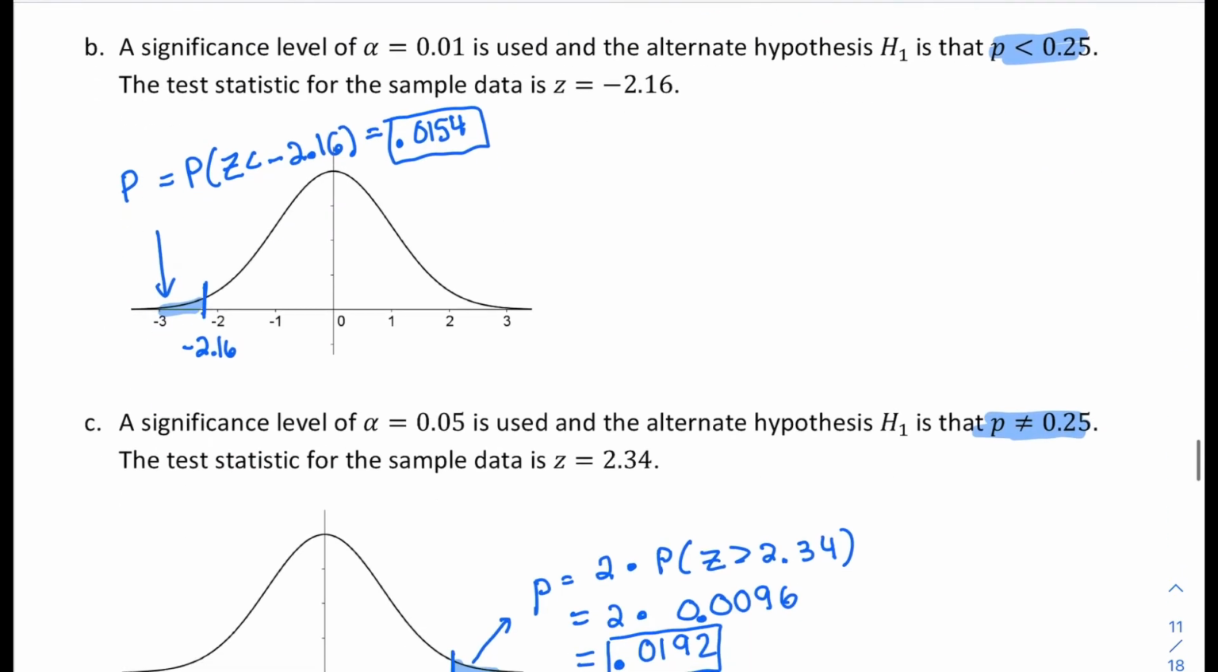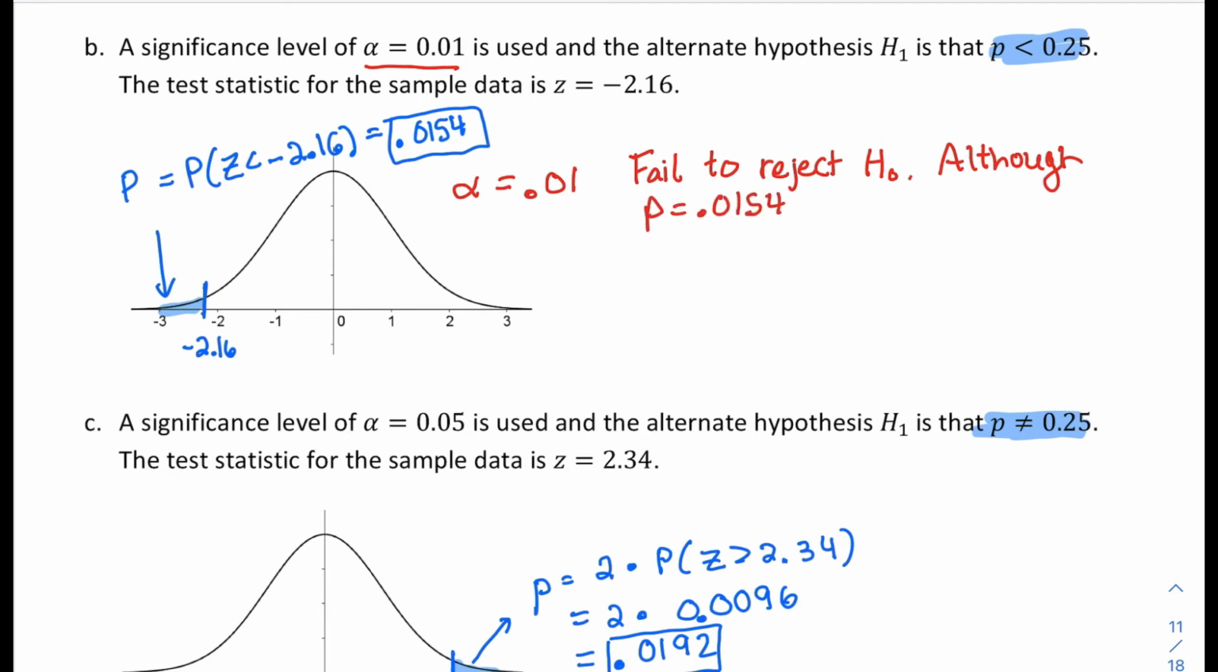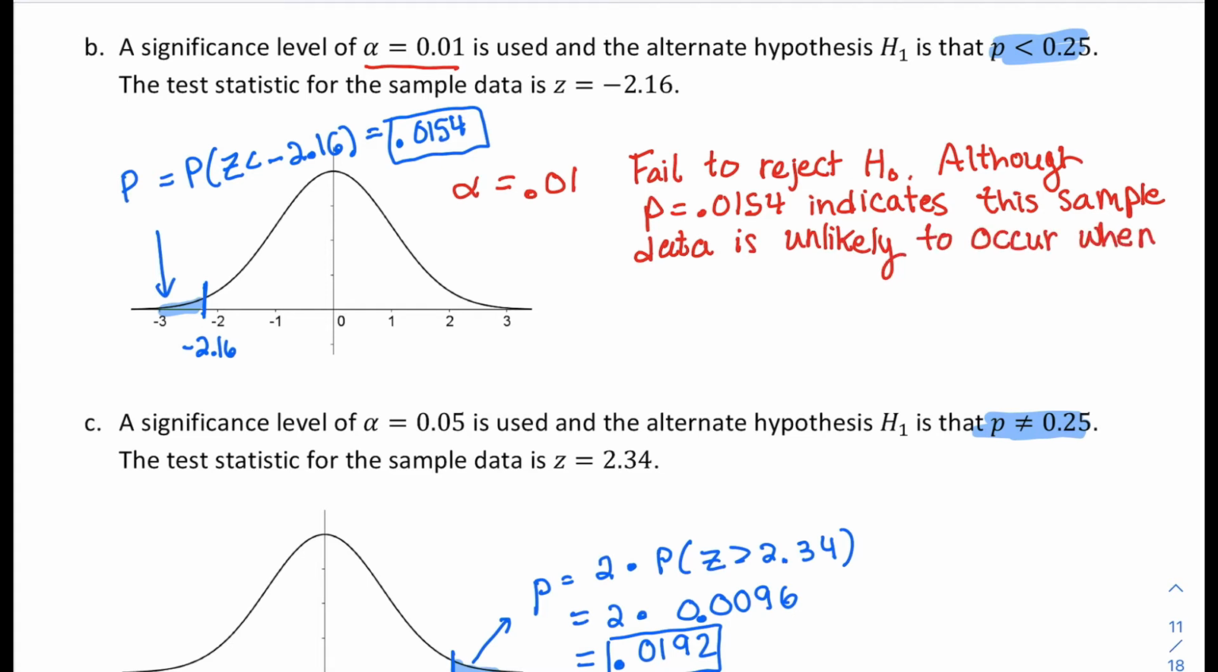So if we look at another one here, we've got our significance level of 0.01, and my p-value is again larger than that, so I'm going to fail to reject my null hypothesis. Although if you look at our p-value, it seems pretty small. It's only 1.54%, which is fairly unlikely to occur if we're assuming that our null hypothesis is true. But it is still larger than the cutoff that we have set for alpha of 1%. So we will fail to reject.